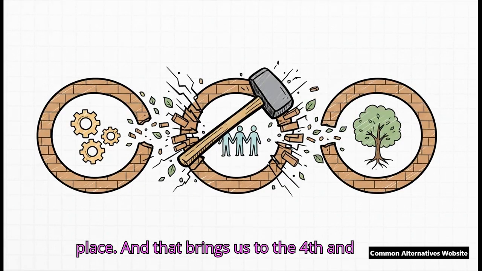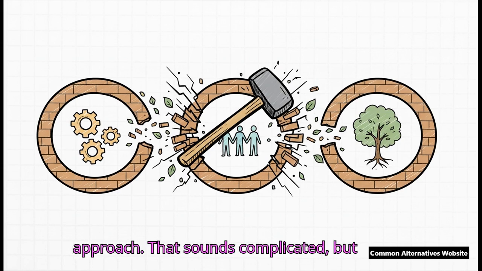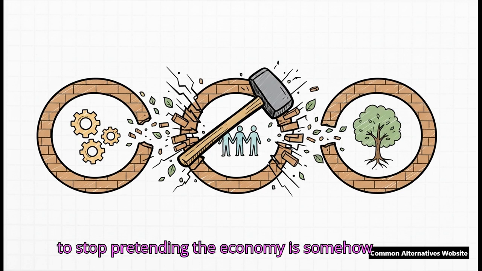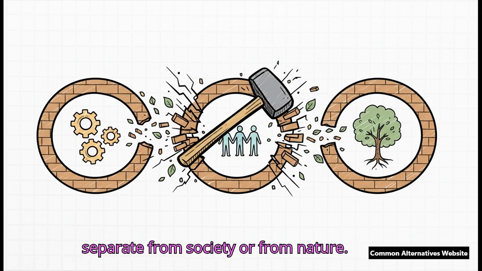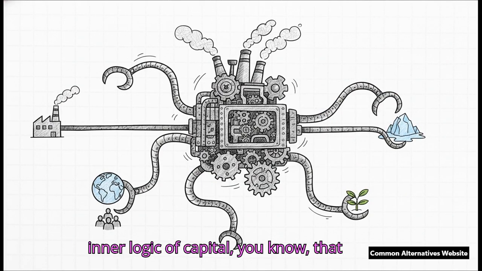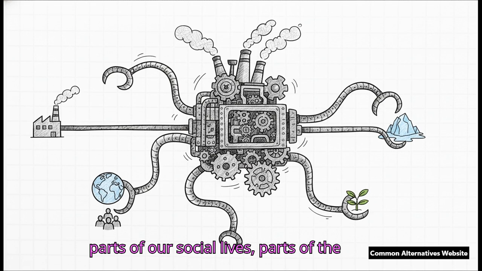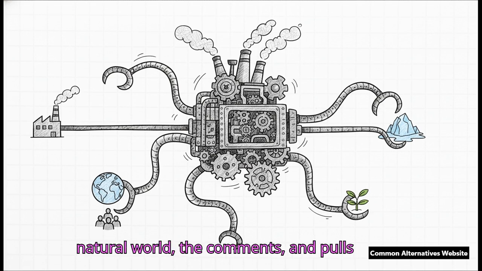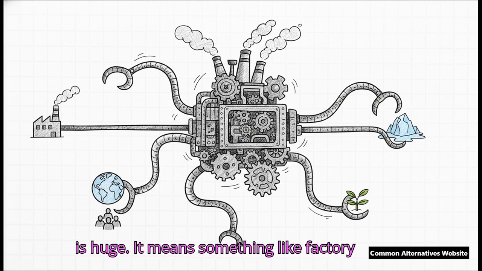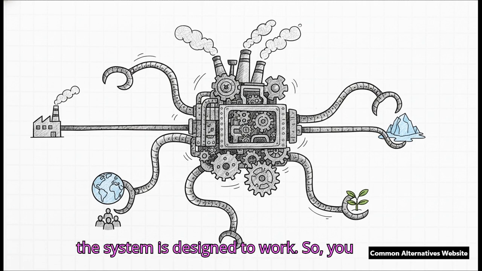And that brings us to the 4th and final building block, a non-dualist approach. That sounds complicated, but it's really simple. It just means we have to stop pretending the economy is somehow separate from society or from nature. They're all part of the same system. The inner logic of capital, that constant drive for more profit, forces it to reach outside of itself. It grabs parts of our social lives, parts of the natural world, the commons, and pulls them into its orbit to make money. This is huge. It means something like factory pollution isn't some external accident. It's a direct, predictable result of how the system is designed to work.